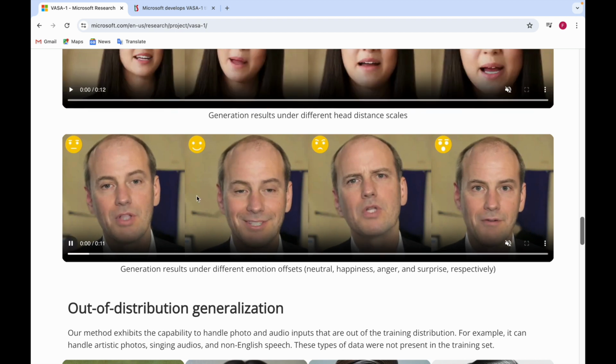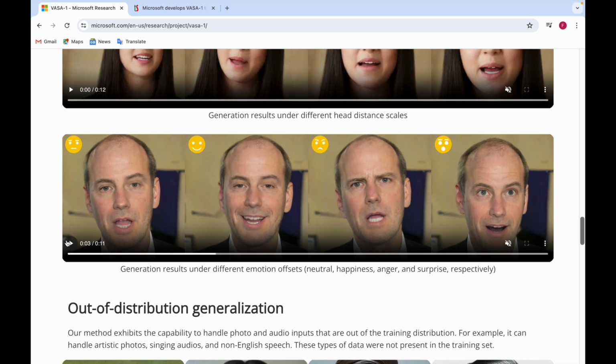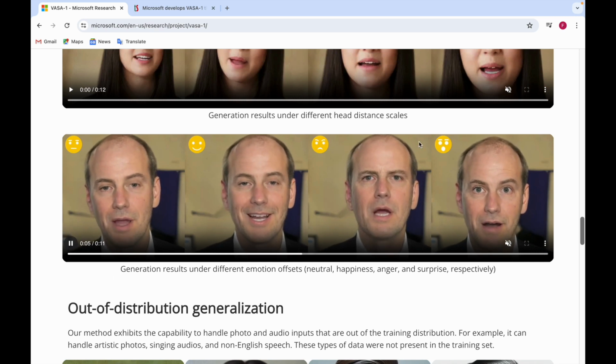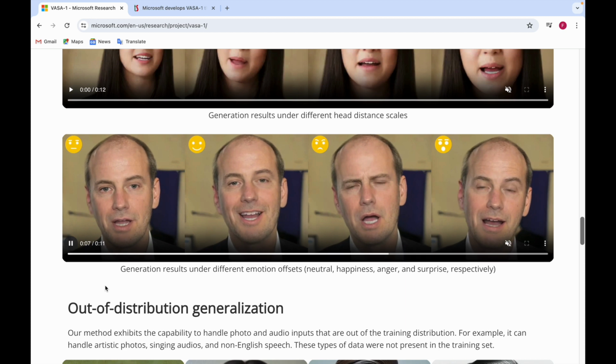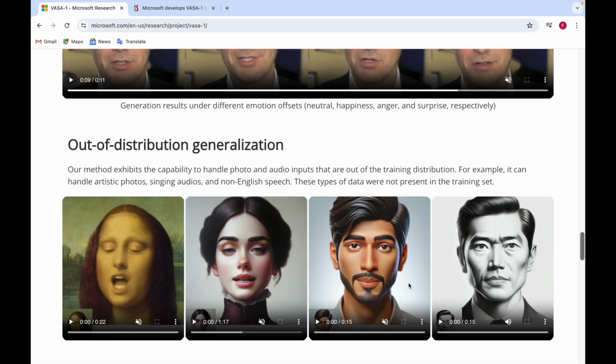If you look at this one also, these are the different expressions. Here he has the expression of an emotionless person. Here he's happy, here he's angry, and here he's a surprised person. So different expressions, and he's talking. Wow. Here it can handle different emotions, meaning neutral, happiness, anger, and surprise. And here the out of distribution.